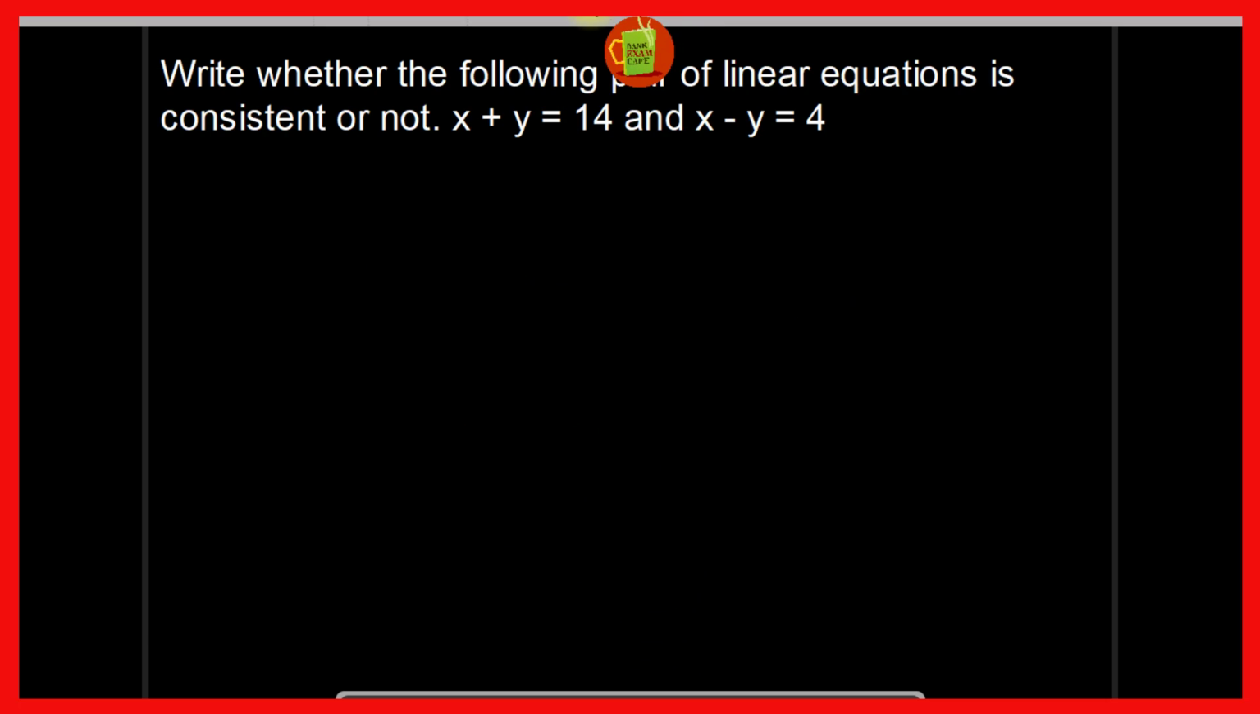Now move to the next question. Write whether the following pair of linear equations is consistent or not. The two given equations are x plus y is equal to 14 and another equation is x minus y is equal to 4.